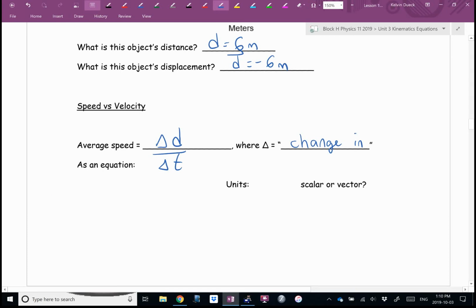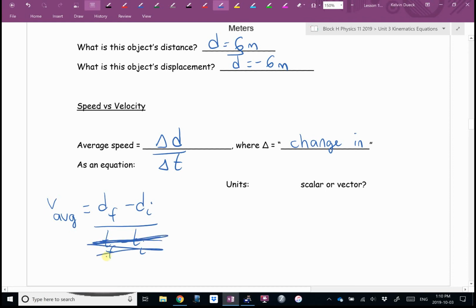So if I want to generate an equation, speed, lowercase v without a vector, to show average speed, I'm going to write a subscript average. And that's going to be the final distance minus the initial distance. Once you've written that down, look up, but don't write this next bit. Change in time should be t final minus t initial.